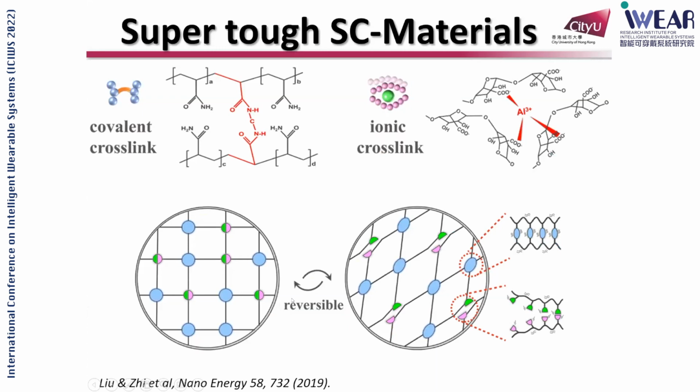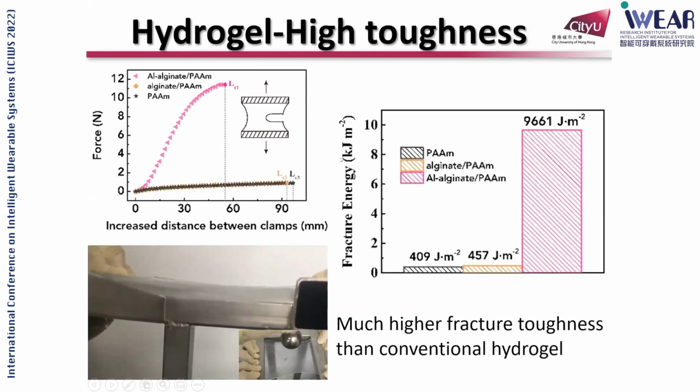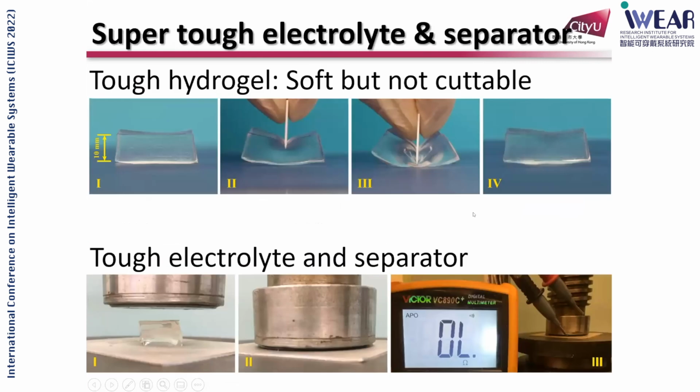To develop flexible battery devices, we start from super tough materials. For this kind of hydrogel, we incorporate 2 kinds of cross-links. One is covalent, the other one is ionic cross-links. So with these 2 kinds of cross-links, you can have a very tough material. This is the toughness, the fracture energy. You can see the force is much larger than for normal hydrogels, and the fracture energy is much higher. That tells you that it can absorb a lot of energy and will not fail.